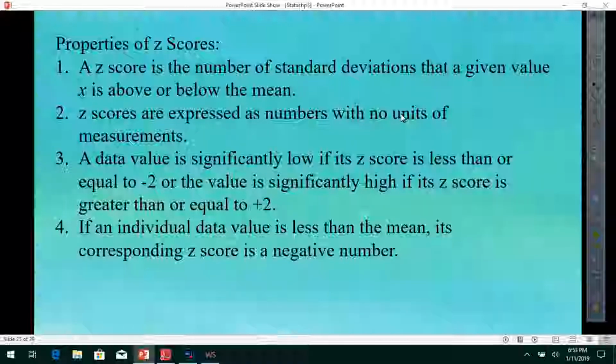A z-score is expressed as a number with no units of measurement. A data value is significantly low if its z-score is less than or equal to -2, or significantly high if its z-score is greater than or equal to 2. If an individual data value is less than the mean, its corresponding z-score is a negative number.